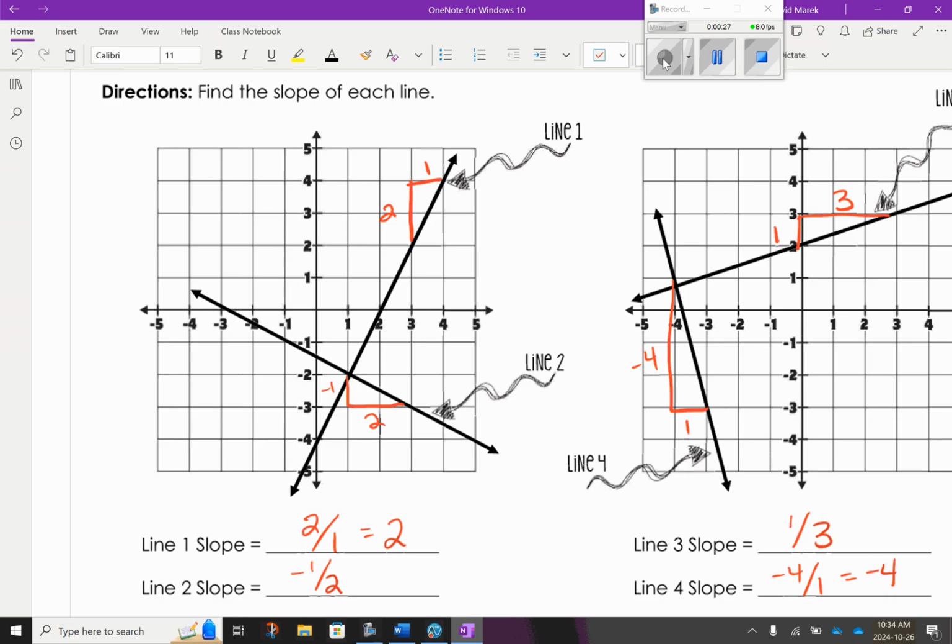Line 1, if we go up 2 spaces and 1 to the right, that means line 1 has a slope of 2 over 1. And again, when we have a denominator of 1, we're just going to reduce that down to a nice whole number. Line 2, we would go down 1 space and 2 to the right. So that would mean the slope there is negative 1 over 2. In other words, just negative 1/2. Yeah, leave it like that.